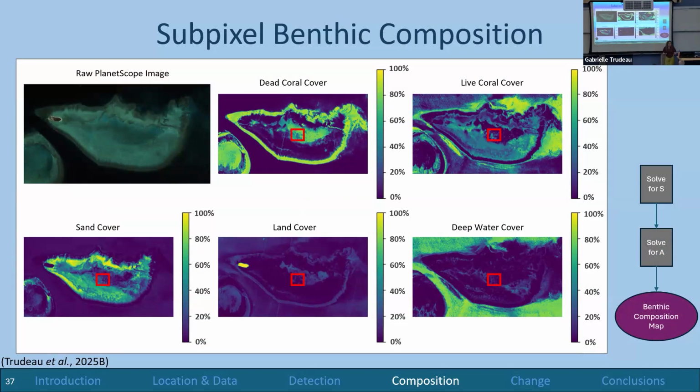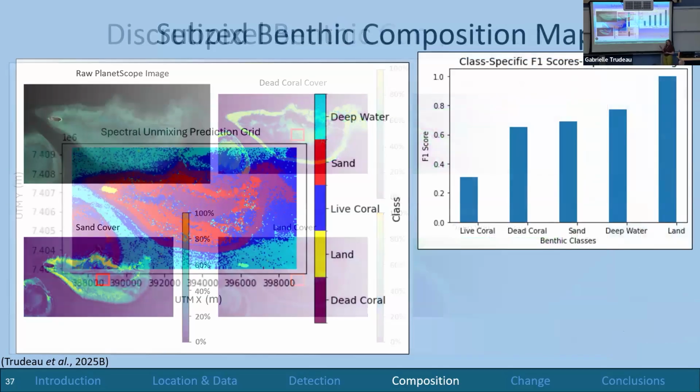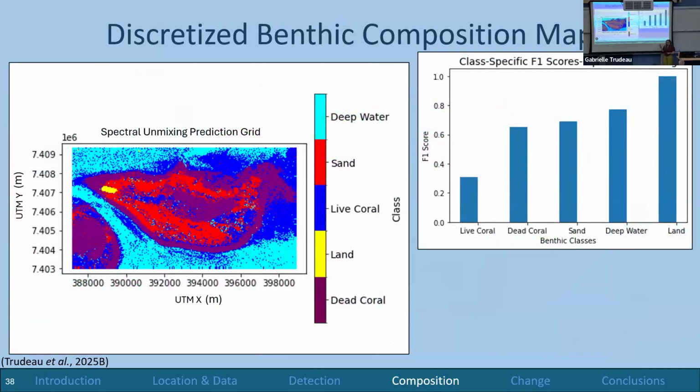And while this representation is more ecologically realistic, in order to use it downstream, I've also discretized this. So I've taken those 5 maps and I've chosen the most abundant end member to represent each pixel. So now I have 1 map at the end of the day. And so I am comparing these different classes using F1 scores. So really all you need to know is that 0 is bad and 1 is good. It's a balance between precision and recall. So we see it does a pretty good job in most of the classes, with the exception of live coral.